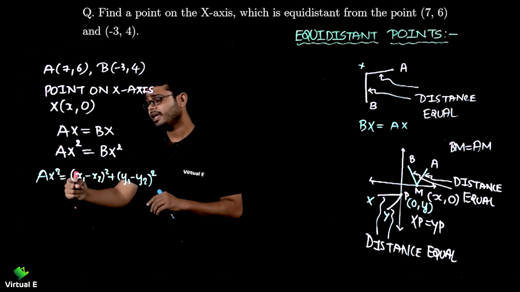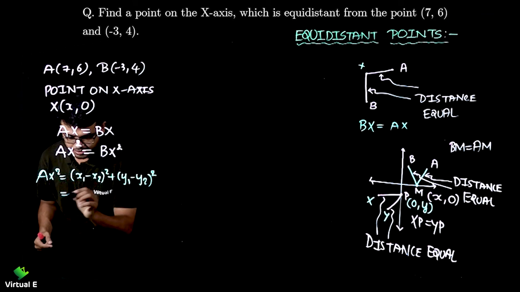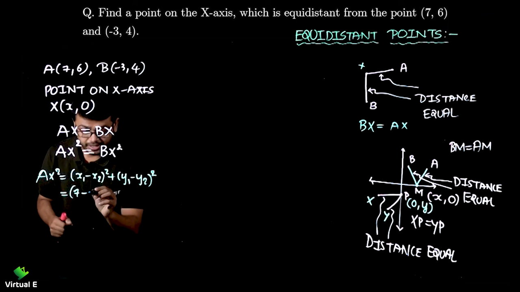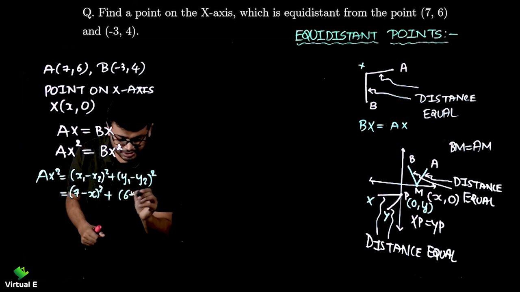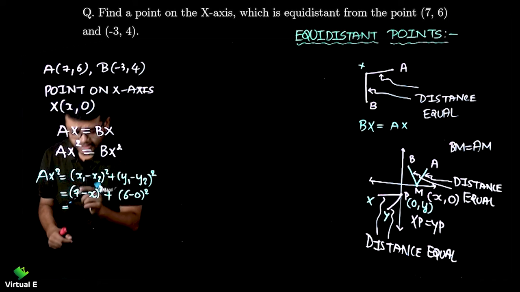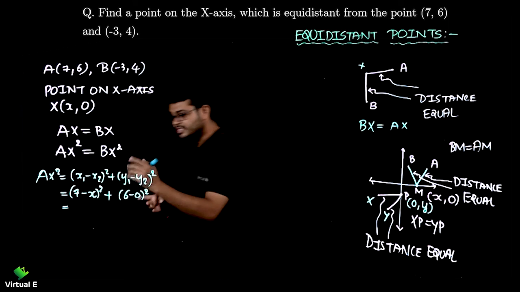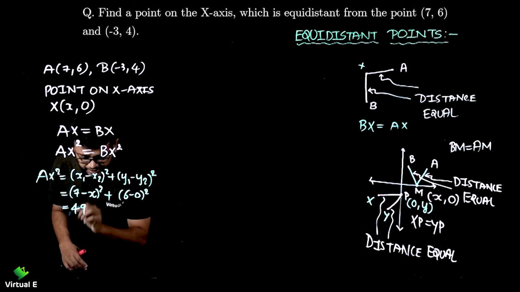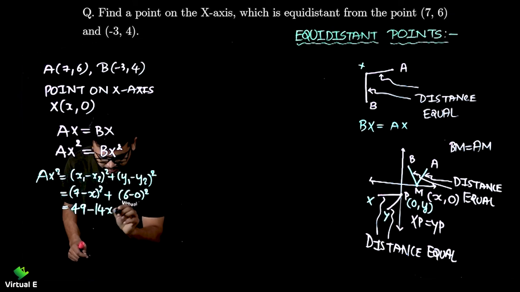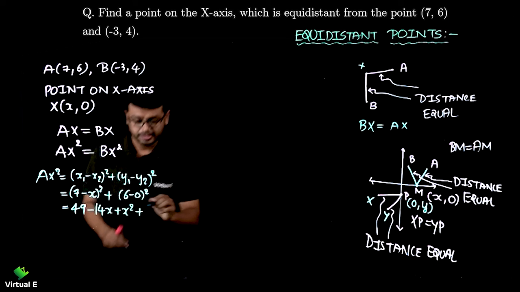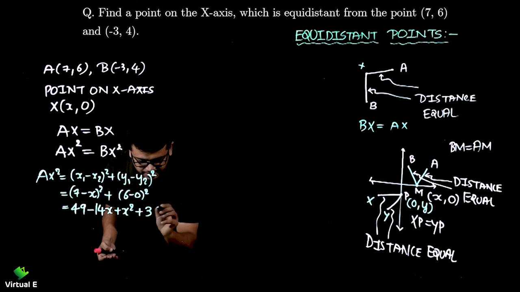Now AX squared. What's the coordinate of A, which is (7, 6) here. 7 minus the first coordinate x, whole square, plus 6 minus 0, whole square. So (7 minus x) whole square. This is the identity (a minus b) whole square. So 7 square, which is 49, minus 2 times 7, that is 14x, plus x square. And here 6 minus 0 is going to remain 6 only, and square of 6 is 36.